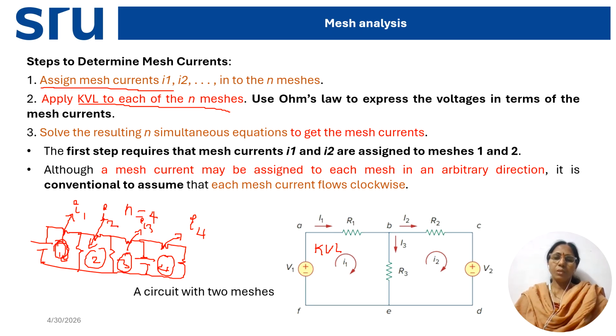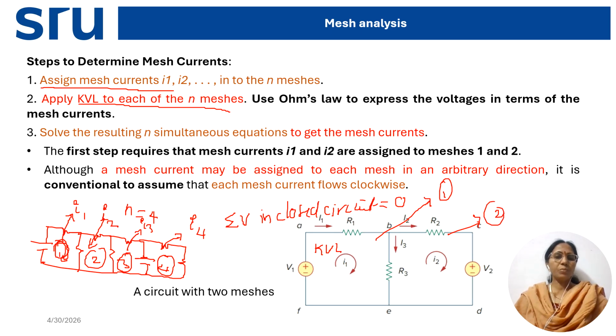It is the algebraic sum of voltages in a closed circuit equals 0. So that we will apply in each and every loop. If you have 2 loops, you will get 2 equations: KVL in loop 1, one equation; KVL in loop 2, second equation. If n number of loops are there, you will get n number of equations by applying mesh analysis.